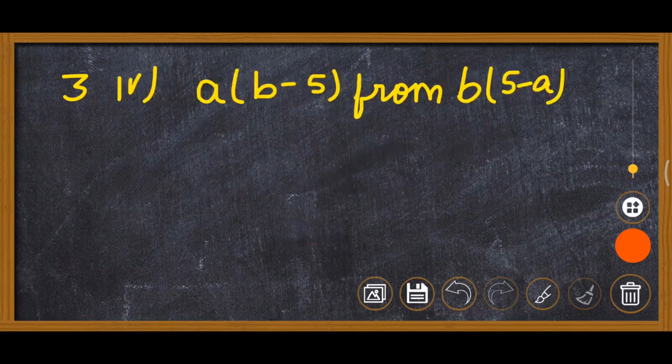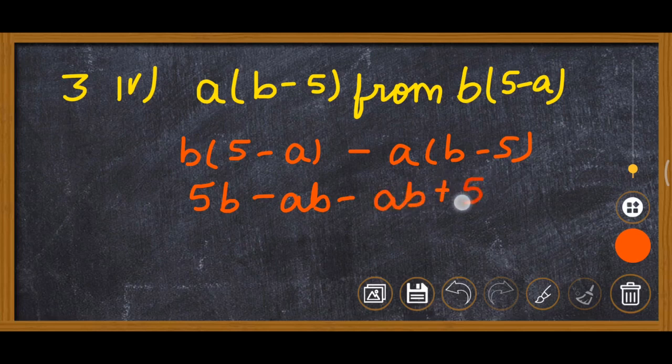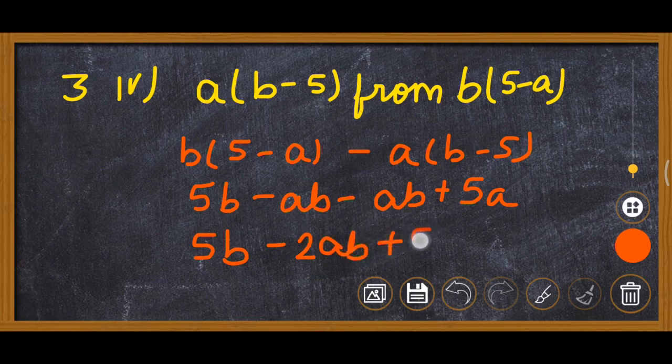Now this is the fourth part. Now take b, 5 minus a, then minus a, b minus 5. Now we will open the brackets: it is 5b minus ab minus ab plus 5a. Now minus ab minus minus plus, then it is minus 2ab plus 5a. In this way you have to do this fourth part.